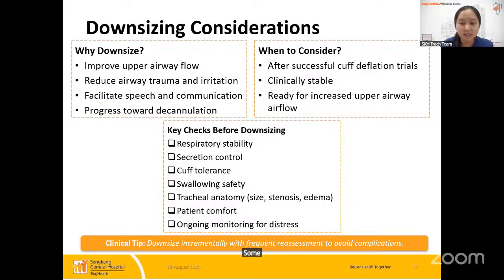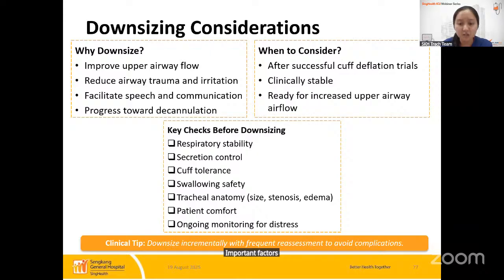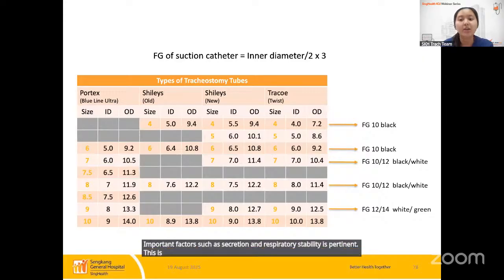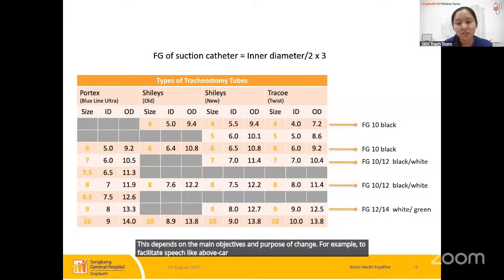Some important factors that we consider and monitor before progressing to this stage are similar to the cuff deflation stage. Factors such as secretion and respiratory stability are pertinent. This is the summary chart of the common tracheostomy tubes available here in Sengkang Hospital. During the weaning process, we can downsize and even change the tracheostomy tube type, changing to a smaller tube, cuffless tube, and/or fenestrated tube. This depends on the main objectives and purpose of change, for example, to facilitate speech like above-cuff vocalization or to reduce airway resistance for weaning.